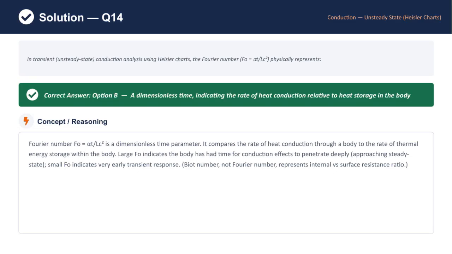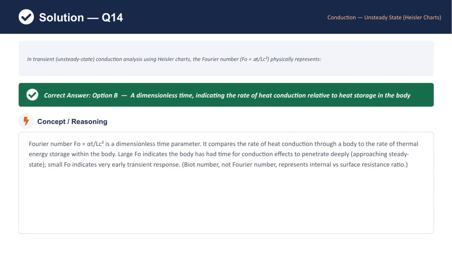Here, we're discussing transient or unsteady state conduction using Heisler charts, with a focus on the Fourier number. The Fourier number, defined as alpha times time over characteristic length squared, is a dimensionless parameter that represents the ratio of heat conduction to heat storage within the body. In simpler terms, it tells us how quickly heat is spreading through the material compared to how much heat is being stored. When the Fourier number is large, it means the conduction has progressed significantly, and the temperature is approaching steady state. Conversely, a small Fourier number indicates the conduction process is still in its early stages.